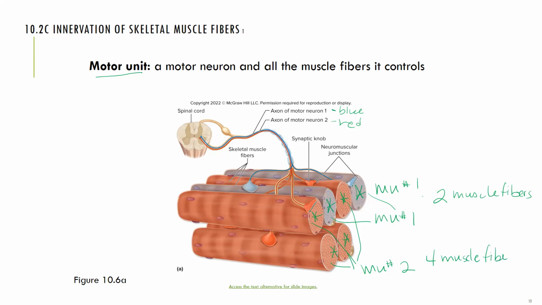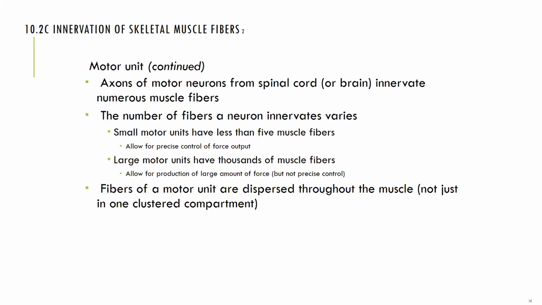Now, does that matter? It absolutely does matter. So this would be known as a small motor unit, and so would this one. But if I had more, like 1,000 muscle fibers in it, then that would be a large motor unit. And they're going to have different jobs, which we'll look at now. A small motor unit has less than 5 muscle fibers and allows for precise control over force output. So, very delicate movements.